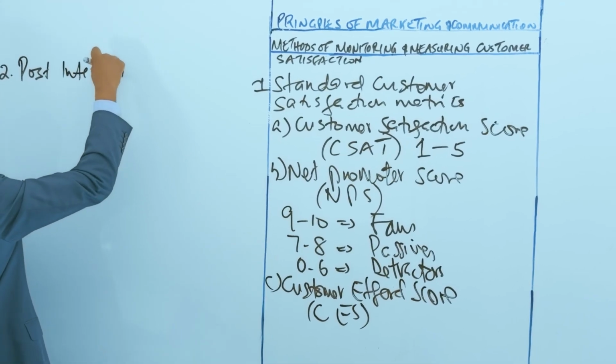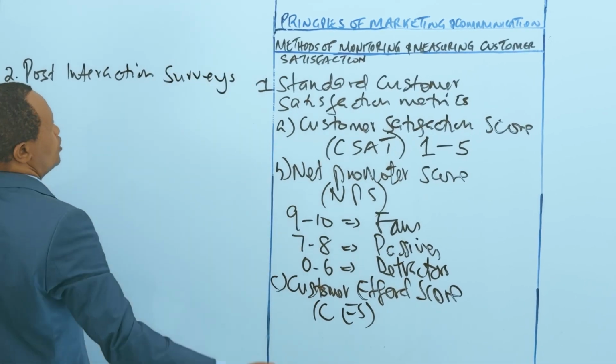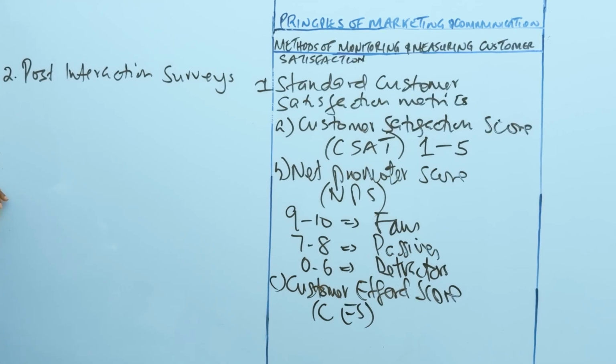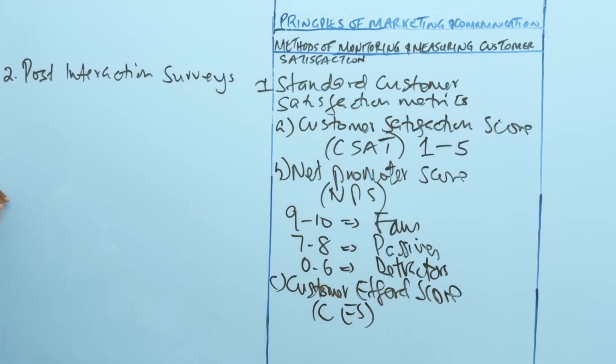Post-interaction surveys. These are sent immediately after a specific event, such as an M-Pesa payment or a delivery or a support call.